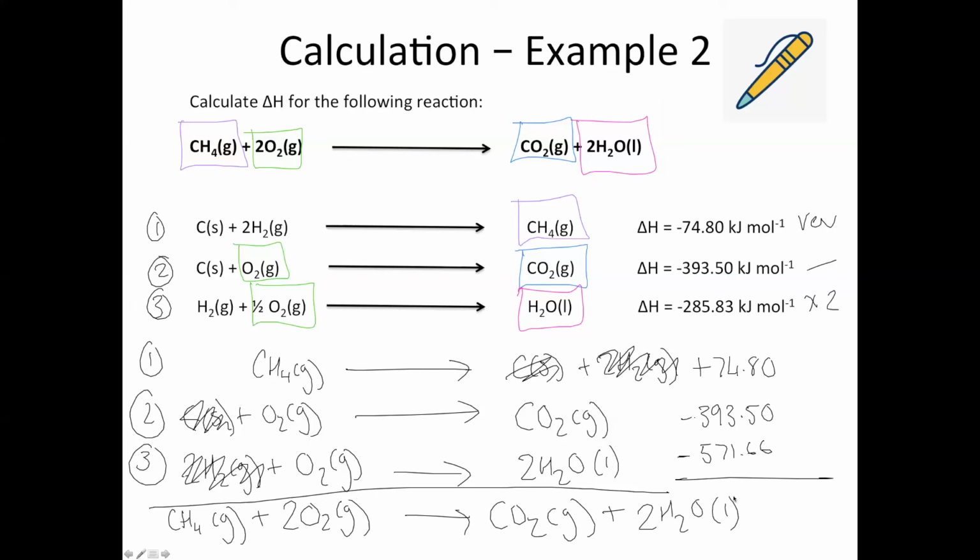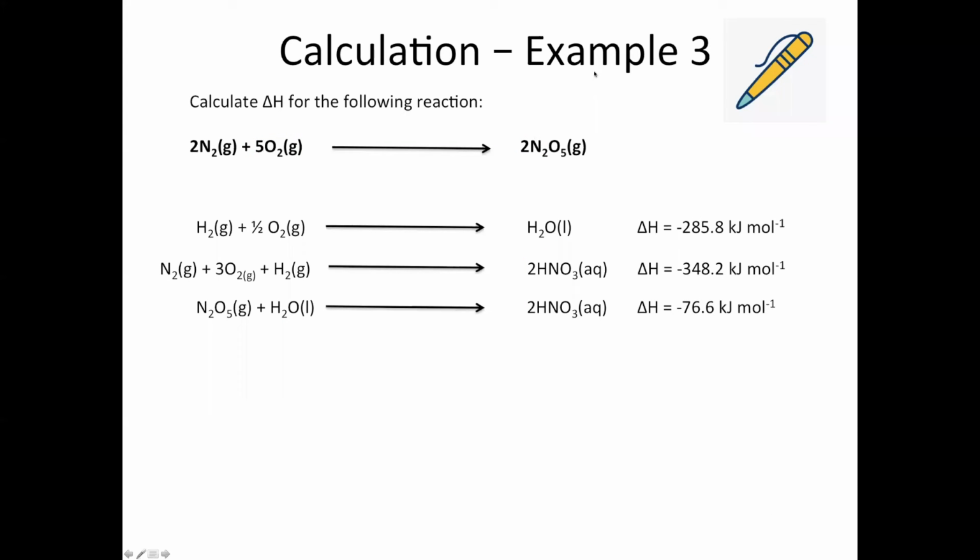So then if we take the net sum of all of these, that means it's 74.8 minus, or plus minus, which becomes a minus, 393.5 plus negative, so take away 571.66. Which means that the overall value is negative 890.36. Okay, so that's the overall energy change for that target equation up there. Okay, next example.